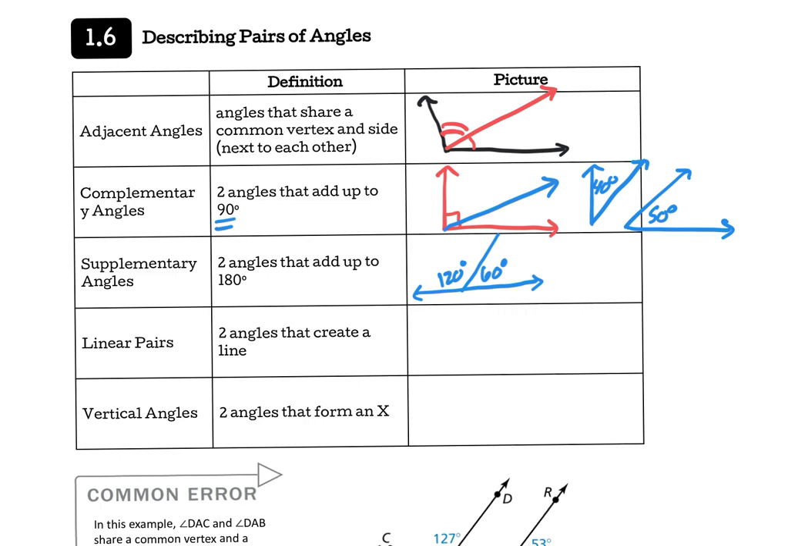Once again, they don't necessarily have to be adjacent. I could give you two separate 90-degree angles. And if I put those together, they would make 180 degrees as well. So as long as the two angles add up to be 180, whether they're touching or not, we can call those angles supplementary.